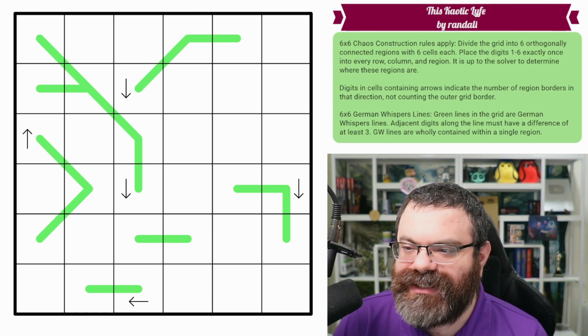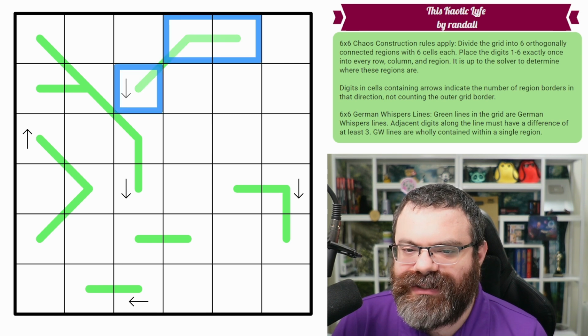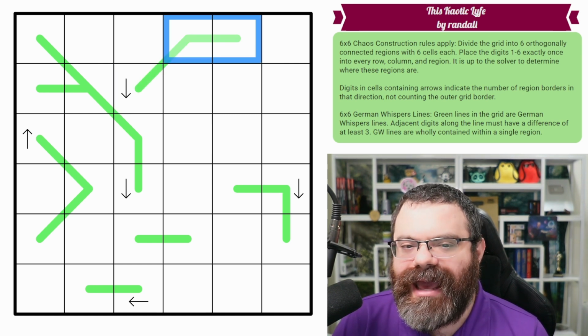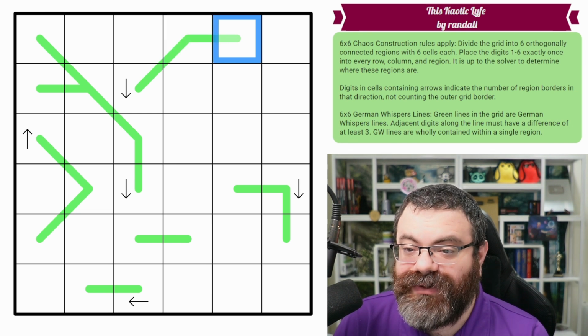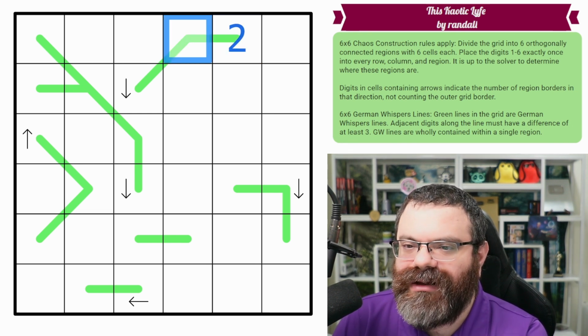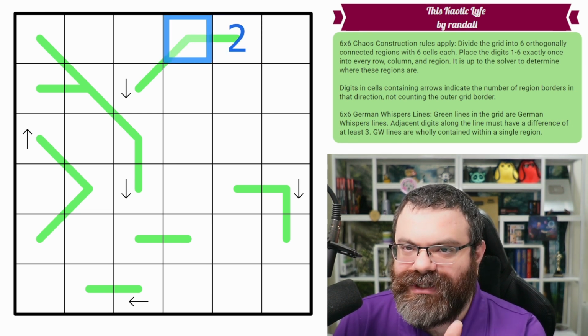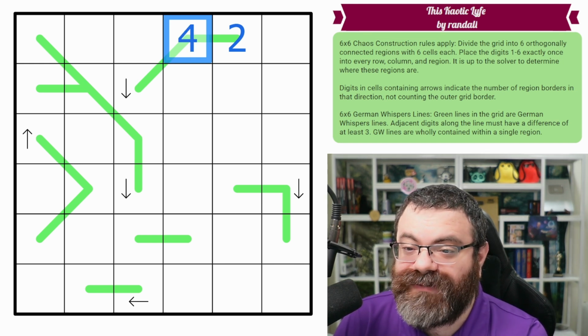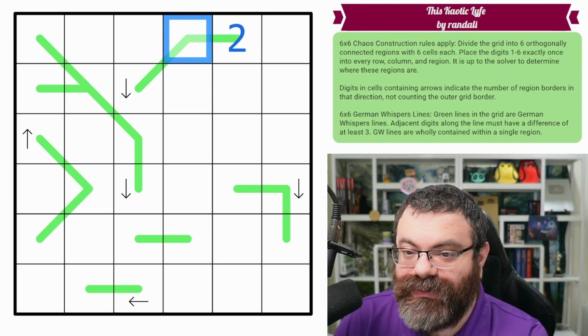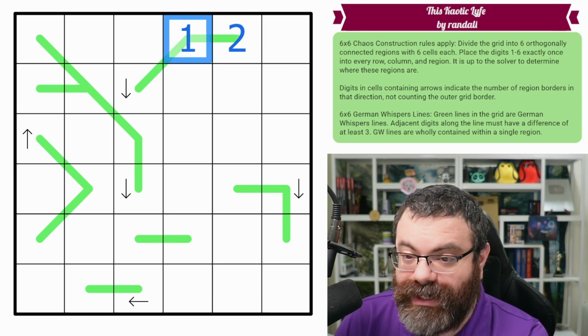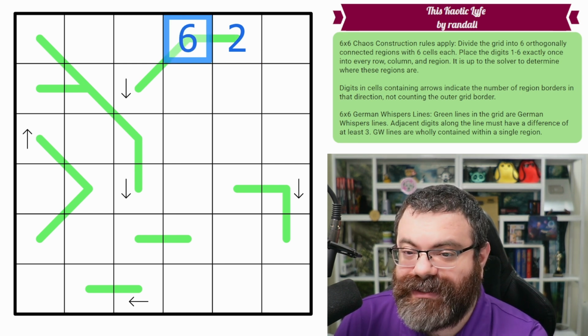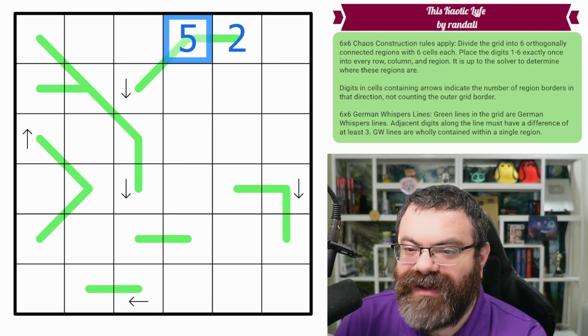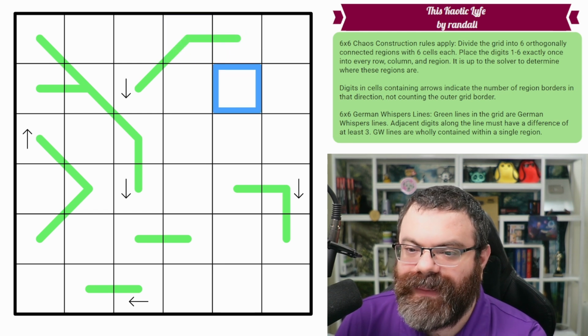We also have 6x6 German whisper lines. So these are these green lines. Adjacent digits on the same green line have a difference of at least 3. So if this was a 2, we need to have this digit, when you subtract 2 from it, be at least 3. So we can't do 4 because 4 minus 2 is 2. We also can't do 1. 2 minus 1 is 1. But we could do 5 or 6 from a 2 because 6 minus 2 is 4, 5 minus 2 is 3. Both of those are fine.